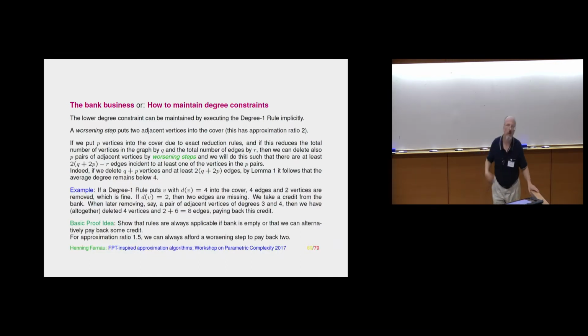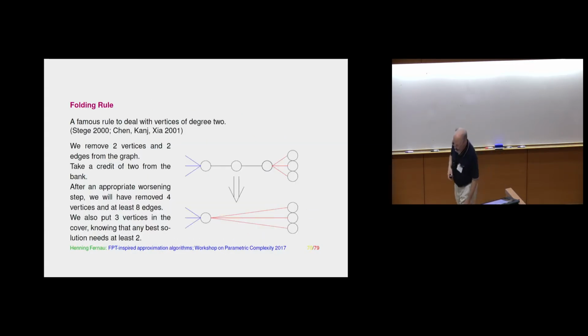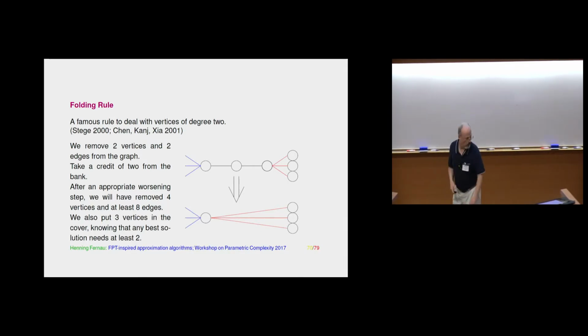Okay, so what I have to show, and what I won't show to you, but this really is some pages in the journal paper, is that rules are always applicable if the bank is empty, or otherwise, the bank is non-empty, so we can apply worsening steps. And we do this simple thingy as long as possible, and this basically gives you already the idea of the algorithm.